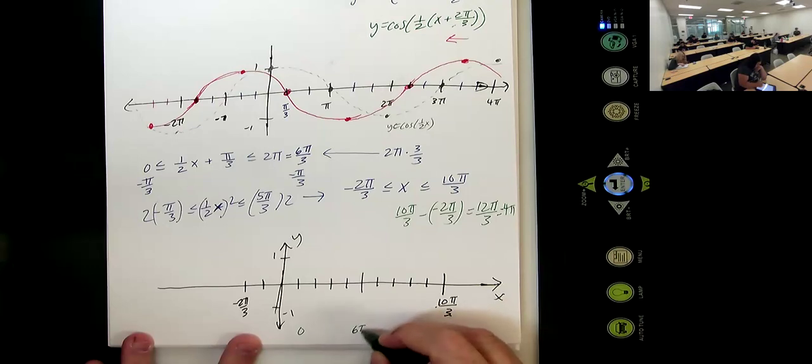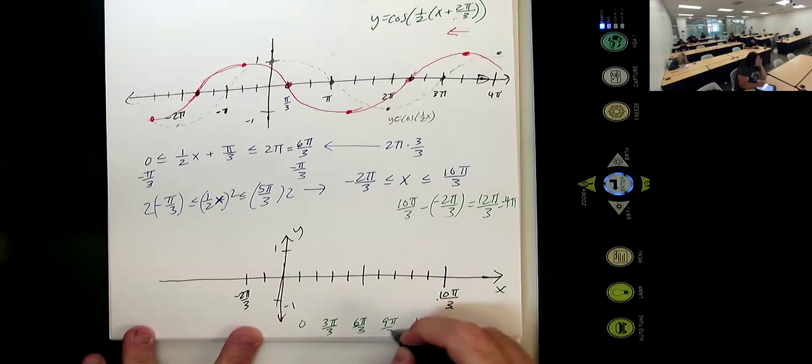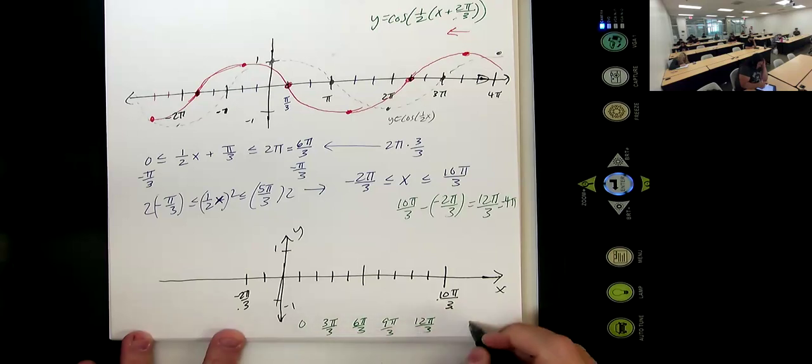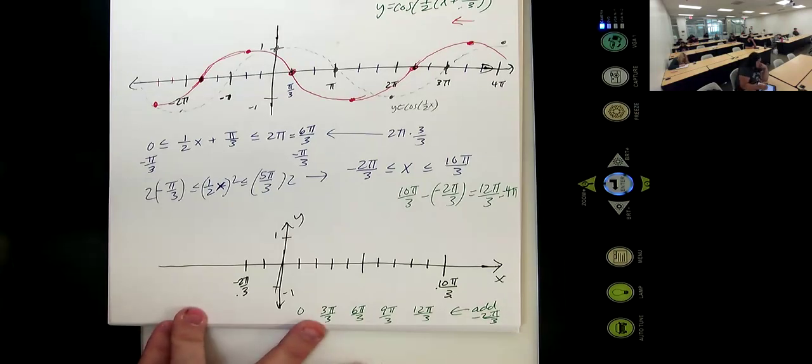Halfway would be 6 pi over 3. 3 pi over 3. And 9 pi over 3. From the negative 2 pi. So add these to negative 2 pi over 3. I'm really shifting over 3 of these at a time.